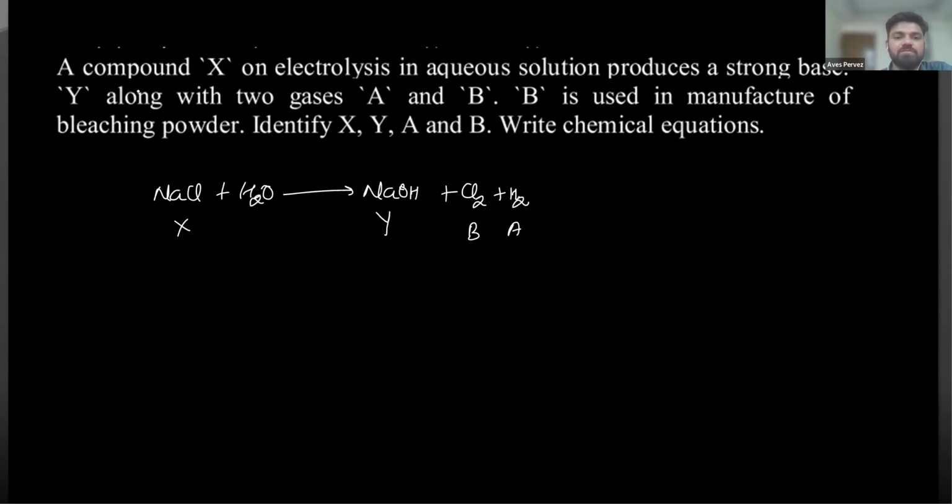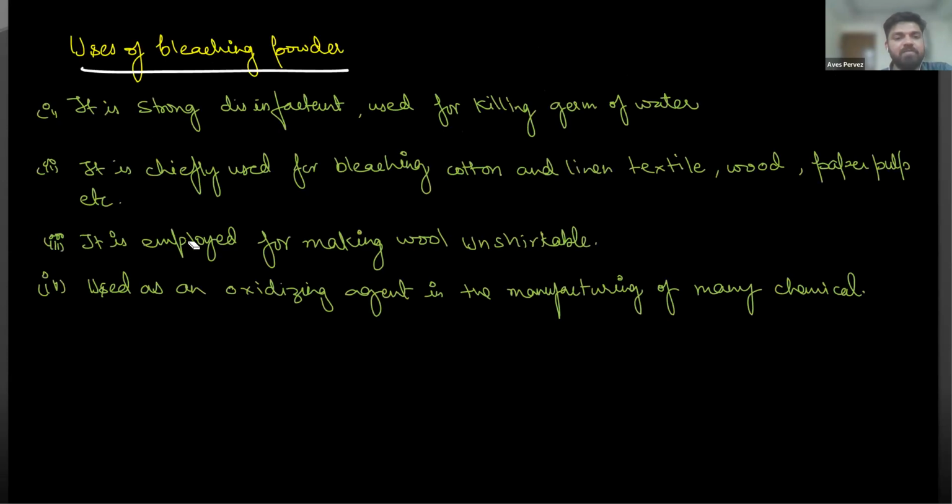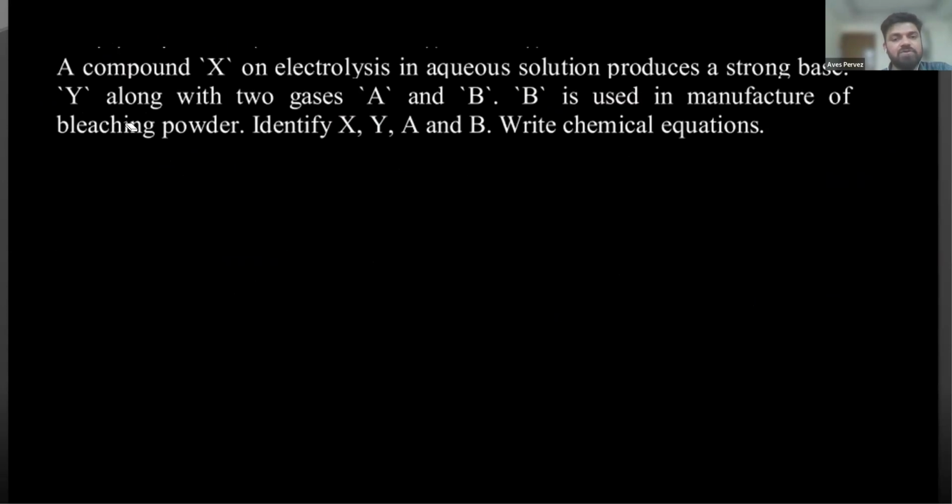Now, here's the question. Note this question, please, everybody. A compound X on electrolysis of its aqueous solution produces a strong base Y and two gases A and B. B is used in the manufacturing of bleaching powder. Identify X, Y, A, B, and write the chemical reactions. Write down the question first.